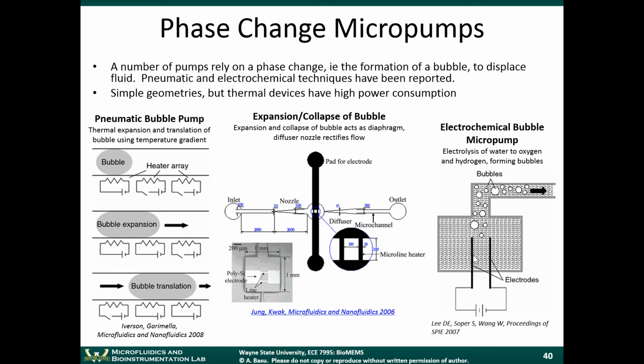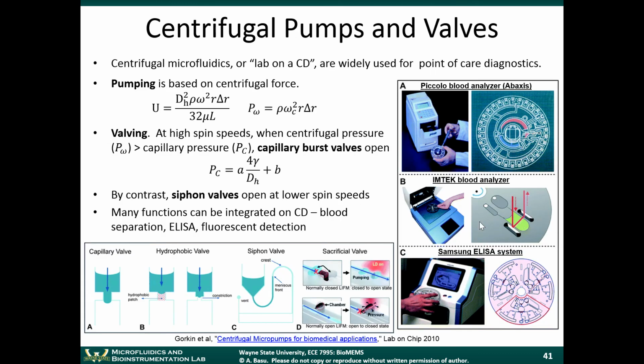But in general, electrochemical pumps don't require high temperatures. They can be done with more inert electrodes, so they're a little bit more biocompatible than the thermal type approaches. Okay, but again, once you create these bubbles, it's difficult to remove them. So these are a group of micropumps that rely on a phase change.